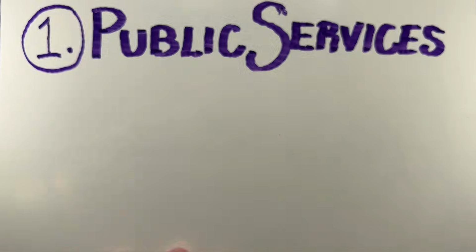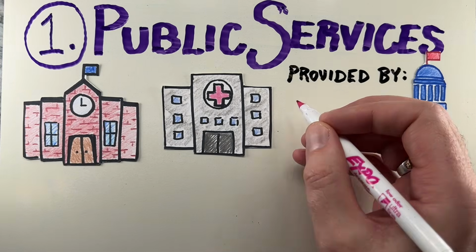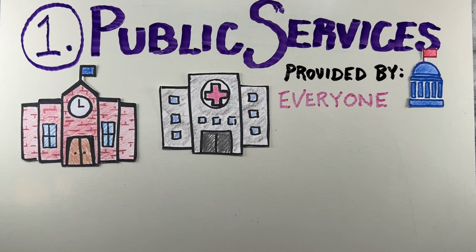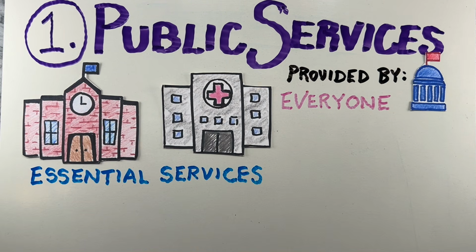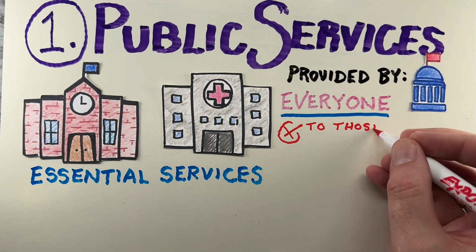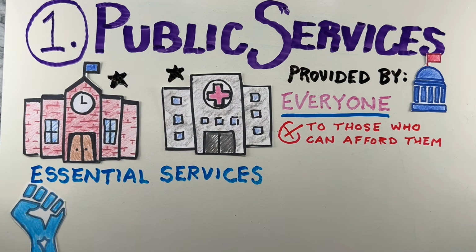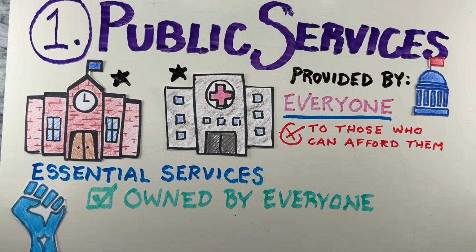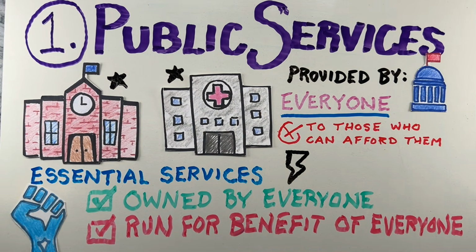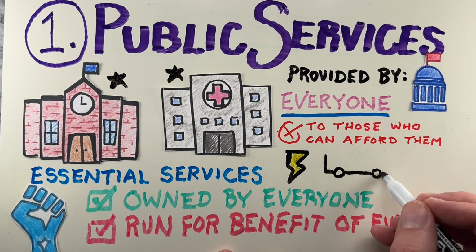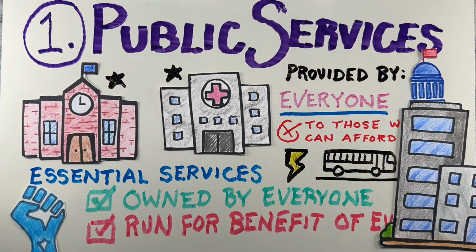Think about a public school or a public hospital. These are services provided by the government, and they are available to everyone, regardless of how much money they have. The idea is that education and healthcare are essential services that should be accessible to all, not just those who can afford to pay for them privately. In socialism, more things would be like public schools or hospitals, owned by everyone and run for the benefit of everyone. This could include not just education and healthcare, but also industries like energy, transportation, and even large companies.